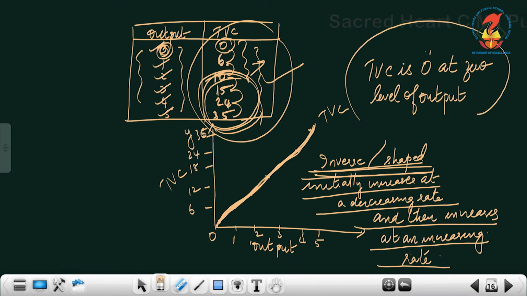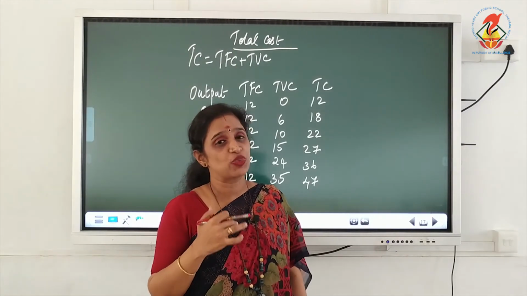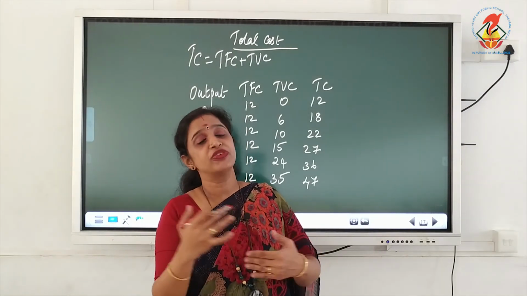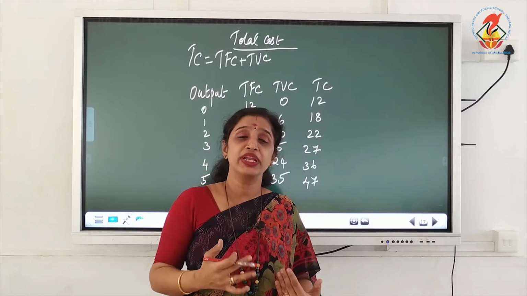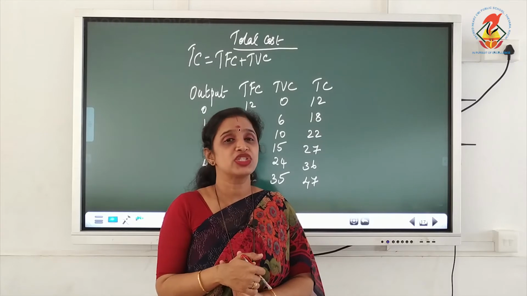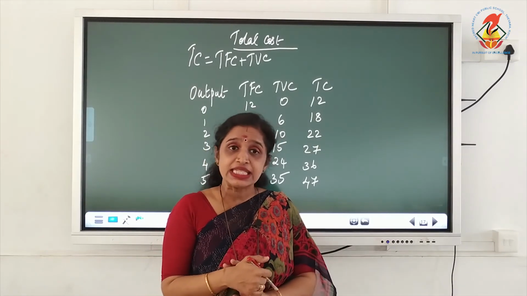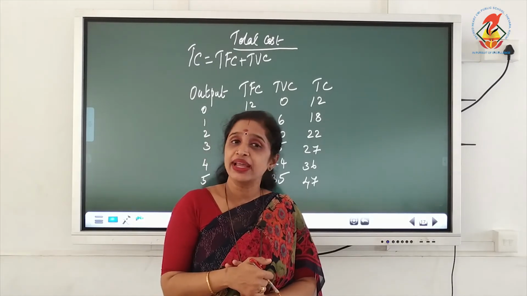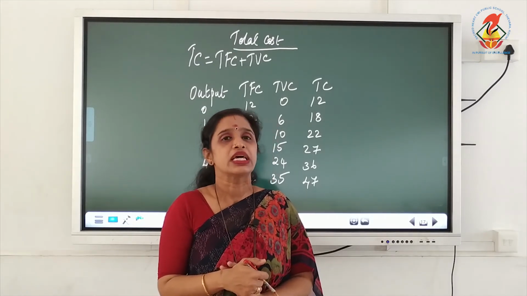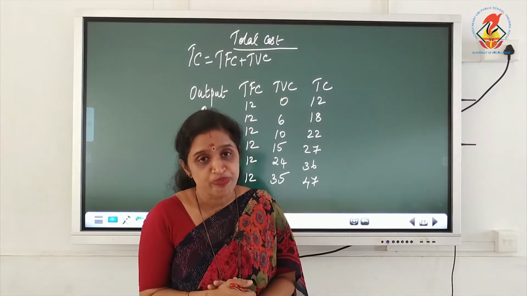Now, one other thing is TVC is 0 at 0 level of output. Now, this is all about the total variable cost. So, total variable cost always varies with the level of output. It is an upward sloping curve because when the output increases, cost also increases, and it is an inverse S-shaped curve reflecting the law of variable proportion because it increases initially at a decreasing rate and then increases at an increasing rate. It reflects the different phases of the law of variable proportion.